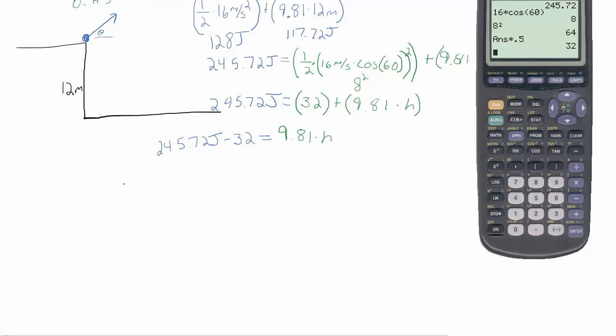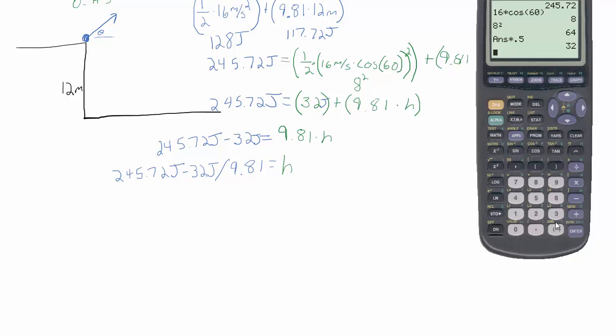So now what we can do is take this 245 minus the 32. This is also joules. And then divide all of this by 9.81. And if we divide both sides by 9.81, that is going to leave us with just the height over here.